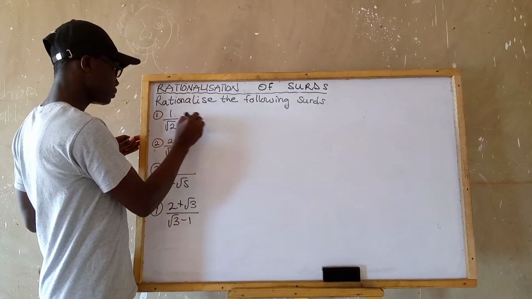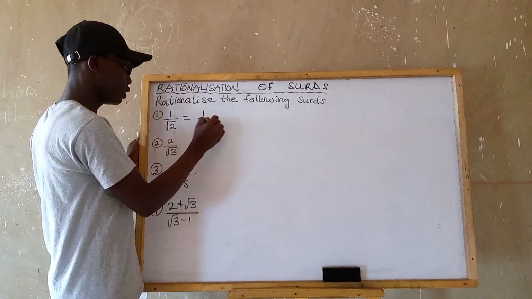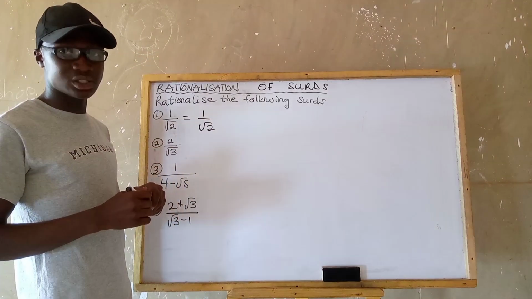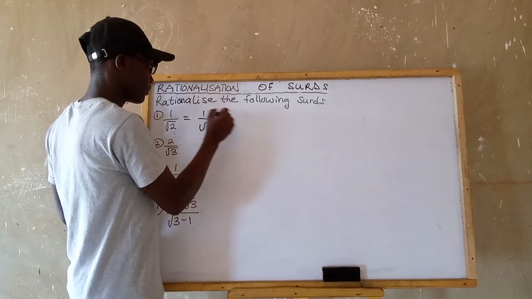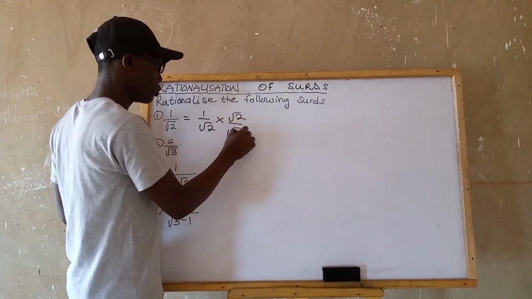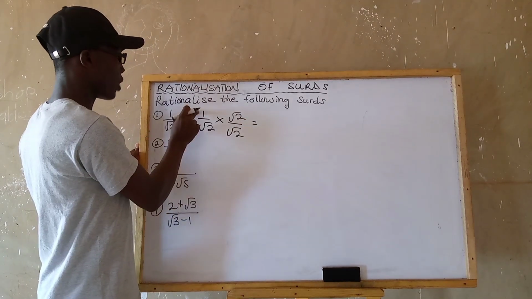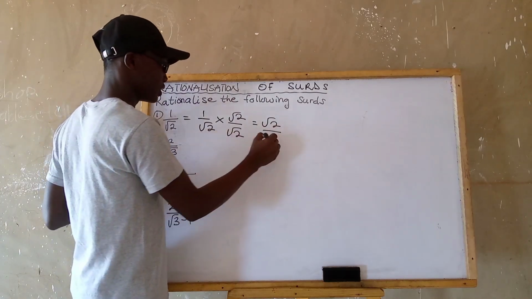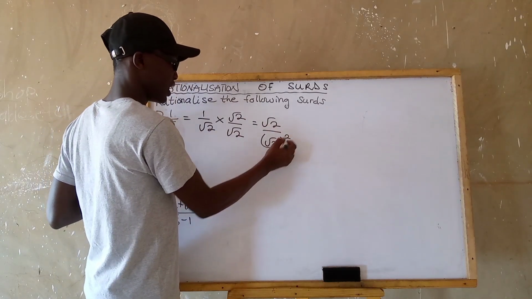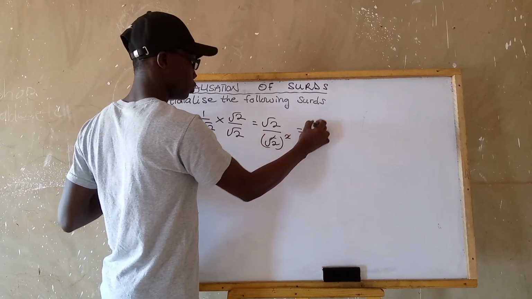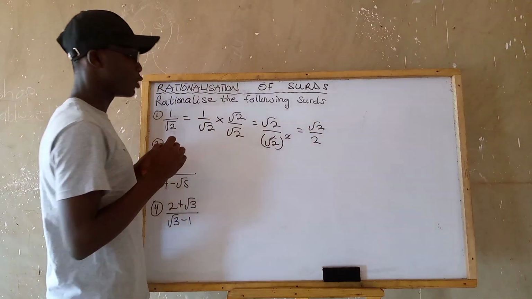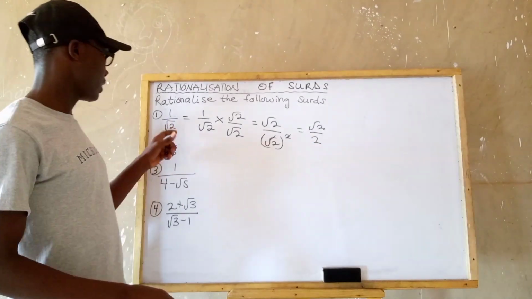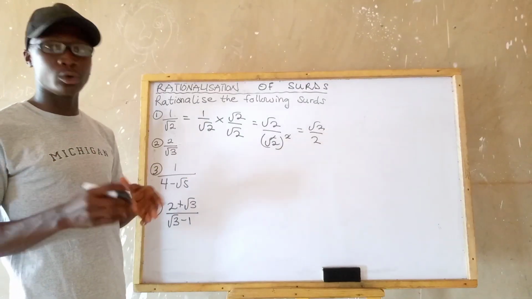So here, what you do is that you multiply each term by the denominator, which is root of 2. So we multiply here by root of 2 and then here too by root of 2 to give us 1 times root 2, which is root 2, over root 2 times root 2, which is root 2 squared. And the square cancels the square root to give us root 2 over 2. Now we have a whole number or a rational number, not a number in a root.